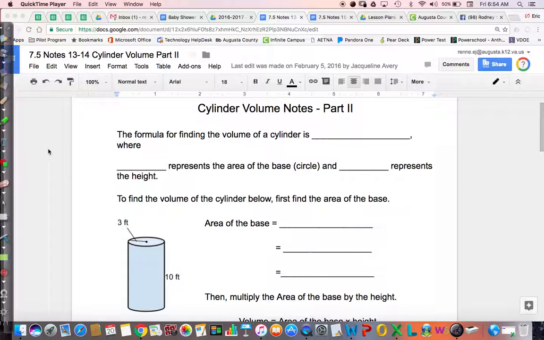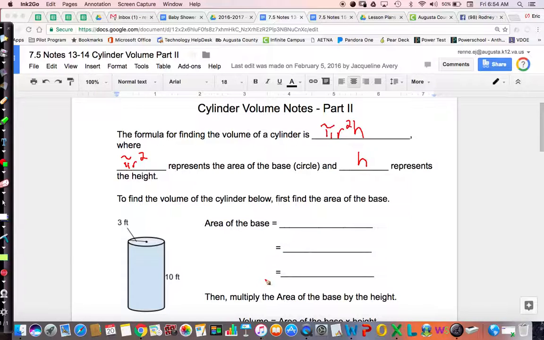Okay, so the formula for finding the volume of a cylinder that we learned prior to these notes was pi r squared h, where pi r squared represents the area of the base circle and h represents the height.